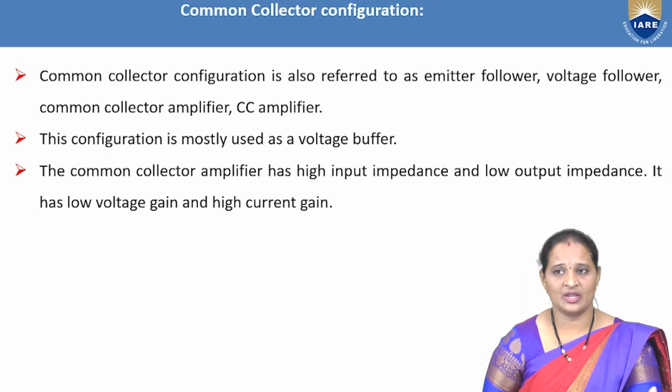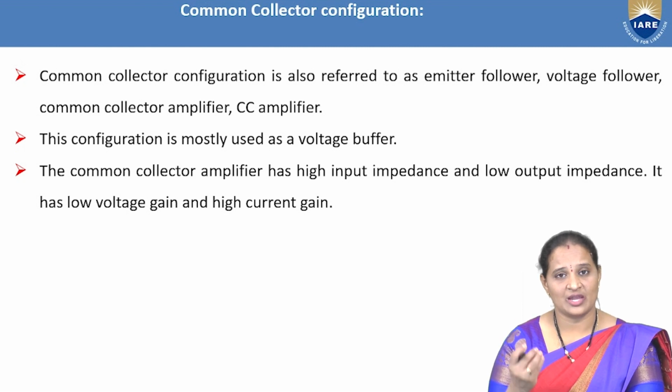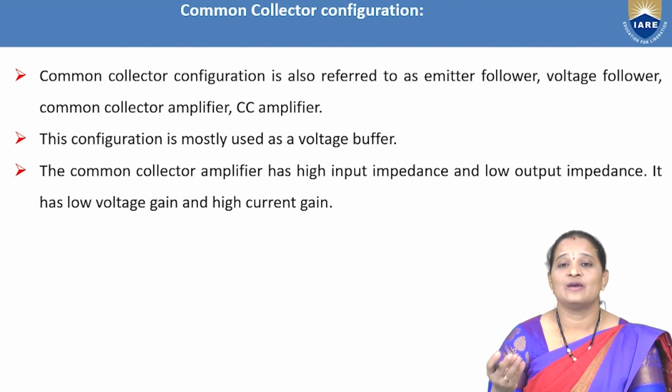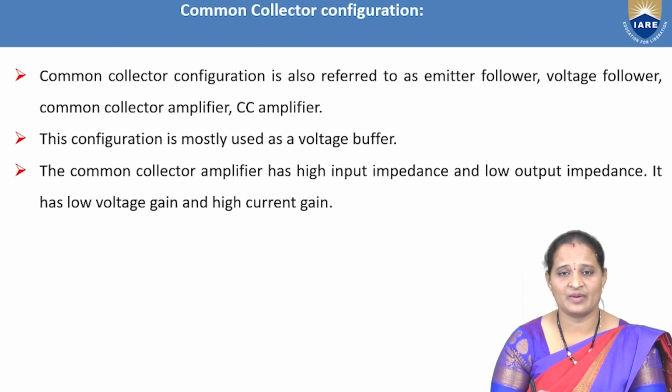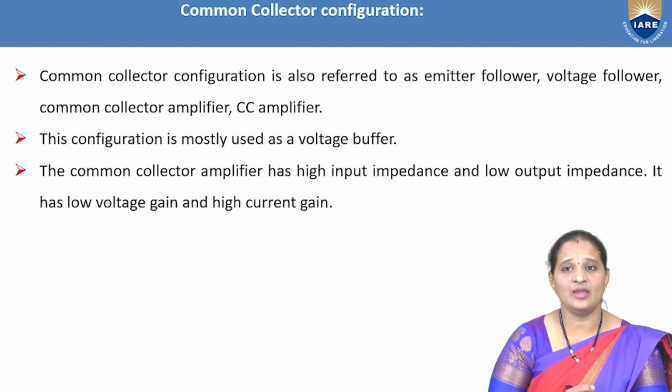It has high input impedance and low output impedance, because in the case of output we have the emitter junction forward biased, across which we are taking the output. As the emitter junction is forward biased and across the emitter terminal we are taking the output, the output impedance will be very low because it is forward biased. Under forward bias condition, the resistance offered by the diode will be very less. So that is why the output has very low output impedance.